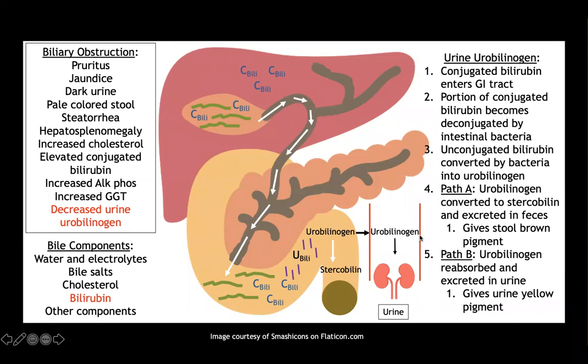And so we can measure this. And like I said, the amount of urobilinogen that's in our blood is directly proportional to the amount of conjugated or unconjugated bilirubin that makes it into our GI tract. So why is this important?